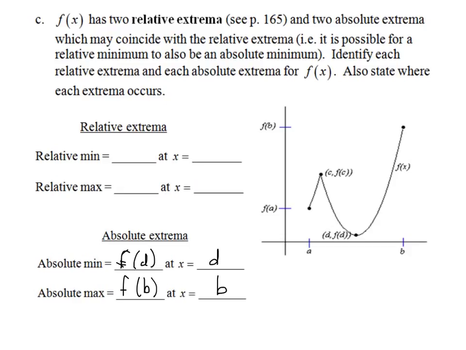Okay, well, the relative min is actually the same as the absolute min. It is also f of d, and it occurs at d. The relative max would not be the same. That is not f of b at b. So if I say that, then probably you've already written down that it would be f of c at x equal to c. Yes, that is also a relative max. So let's take a look at the definition of relative extrema and have that make sense with what we said on this graph.